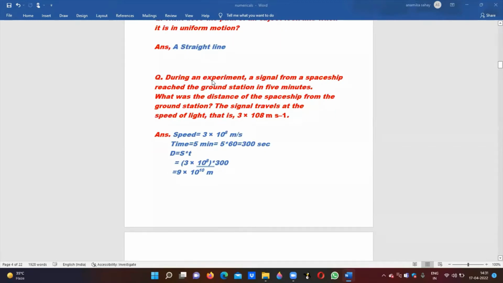Now, during an experiment, a signal from a spaceship reached the ground station in 5 minutes. This time is given 5 minutes, that is 5 into 60, that will be 300 seconds. Now, what was the distance of the spaceship from the ground station? The signal travels at the speed of light, that is this. Speed is given, time is given. We have to change it into seconds. Speed is given, time is given in seconds. Distance is equal to speed into time.